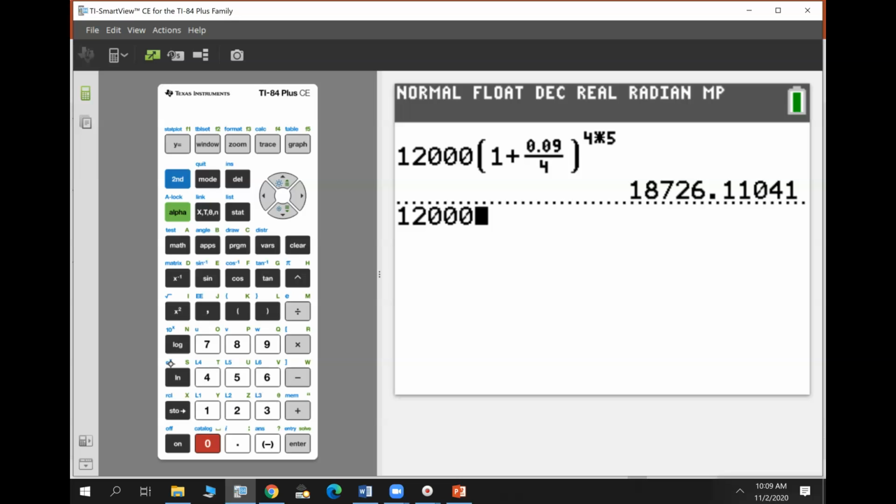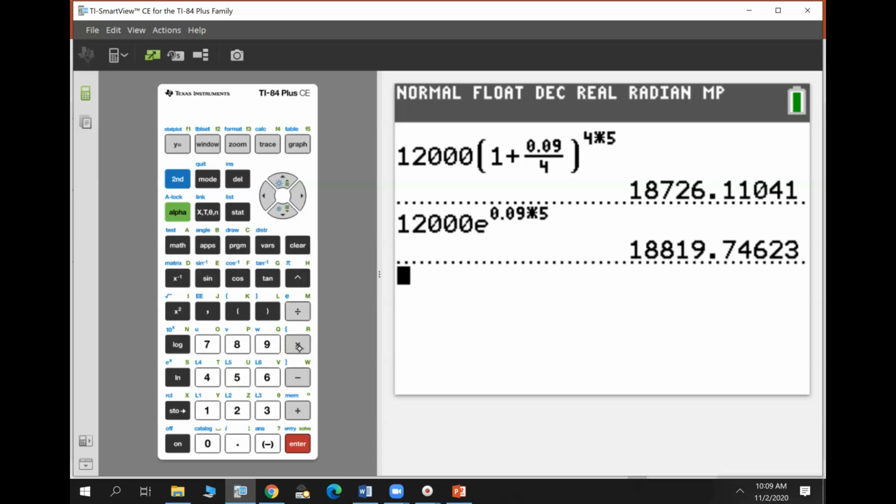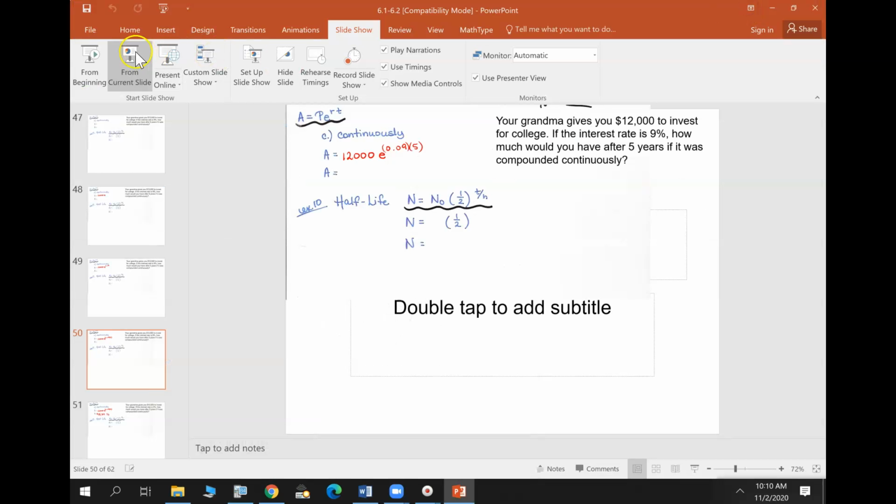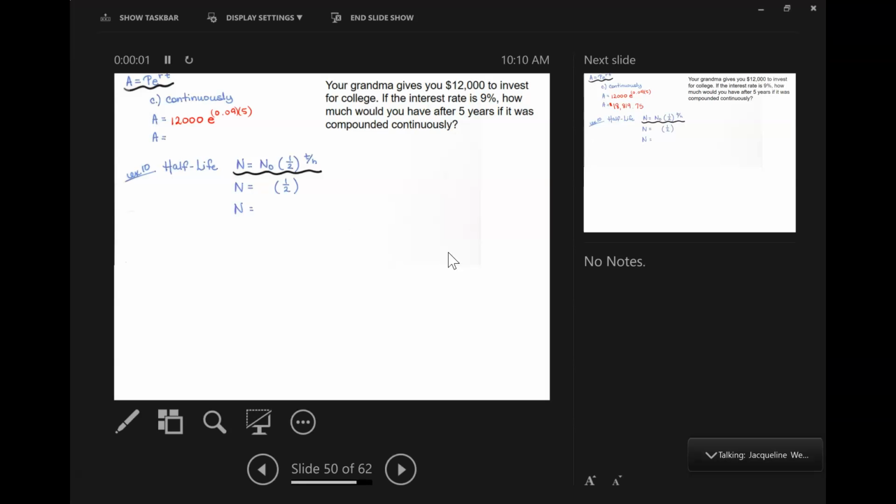But because they're in blue, remember that you have to hit your second button first and then hit your e button. All right. And then we had 0.09, and it was being multiplied by 5 years. All right. So again, it is more, just maybe not as much more as we thought that it might be. All right. So the more often it is compounded, then the more money that we make.